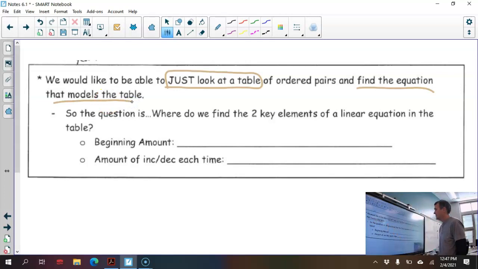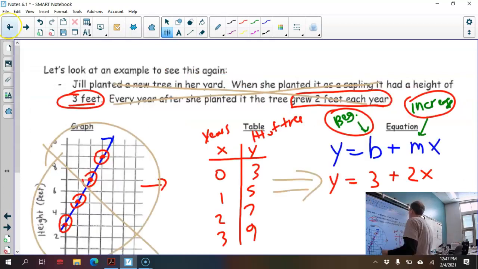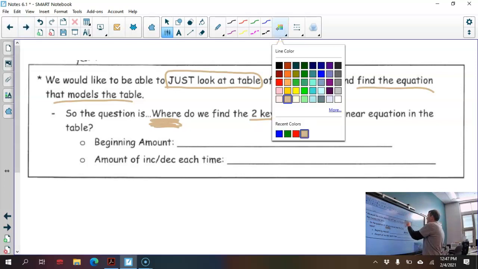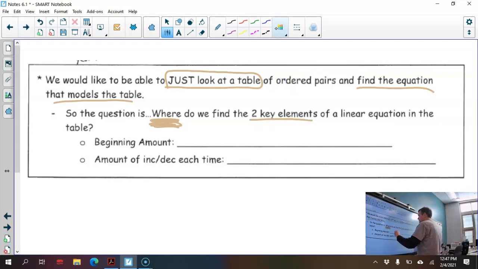So if you're going to do that, the real question is, where do we find the two key elements in the table, right? Am I able to look at a table and find the beginning amount? Am I able to look at a table and find the amount of increase each time? Well, sure. The beginning amount. Where do you find the beginning amount?